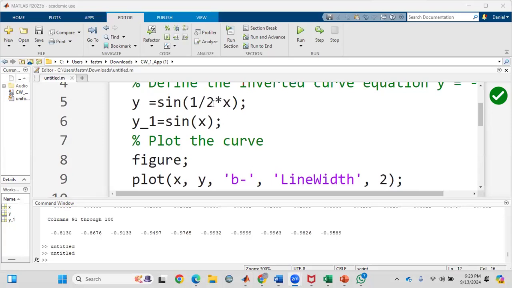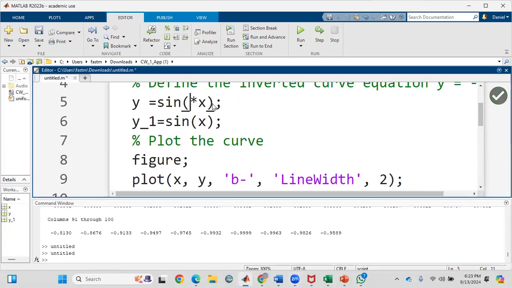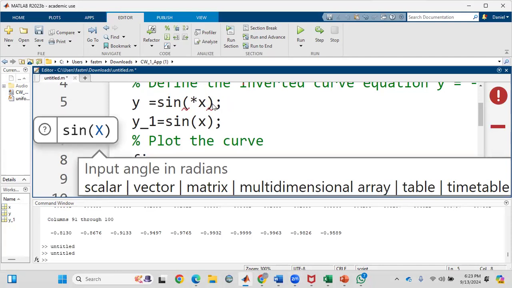Let me see what the difference is. So instead of half, pick a number that is more than 1.